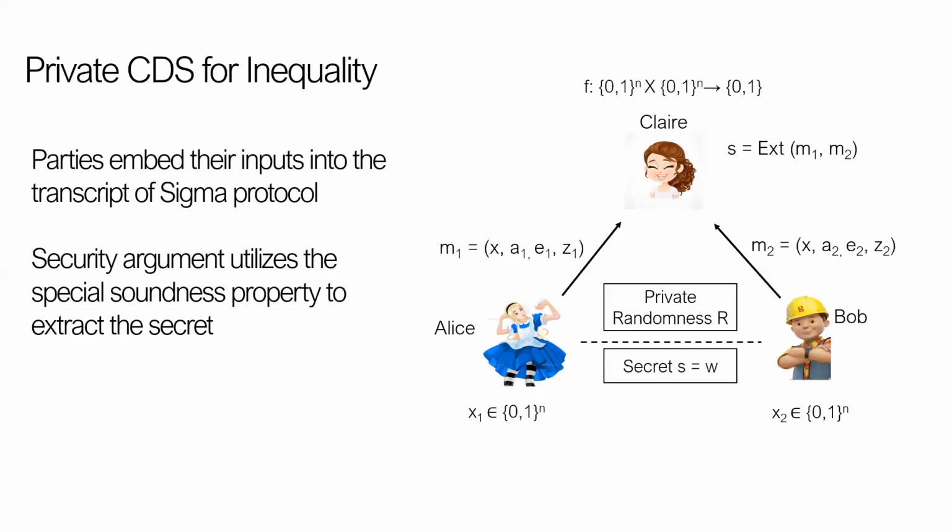The protocol for checking inequality is even simpler, since we will fix the first message to be identical for both parties based on their shared randomness, and the challenge will be computed based on the parties' inputs. If equality holds, then the challenge will be distinct and the secret can be extracted. This protocol also maintains the privacy of the parties' inputs as the previous protocol.